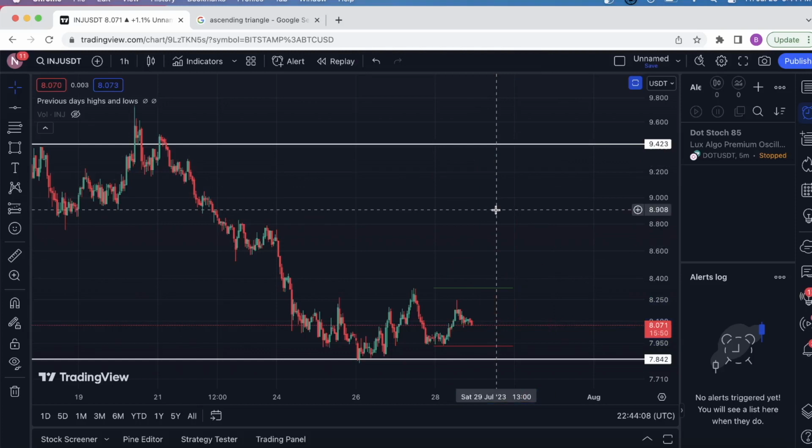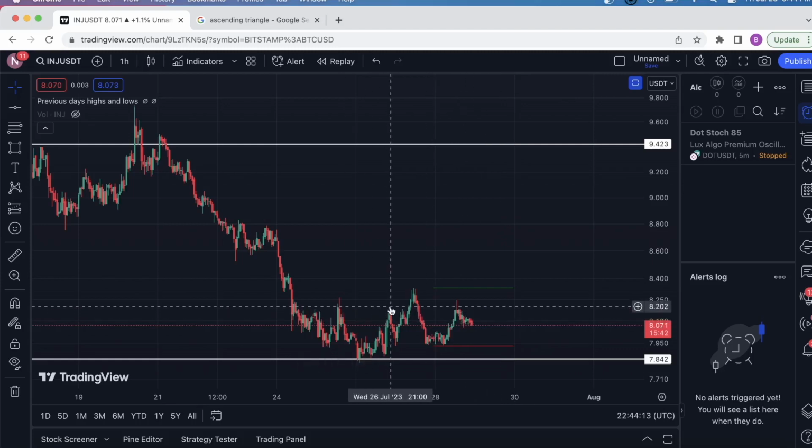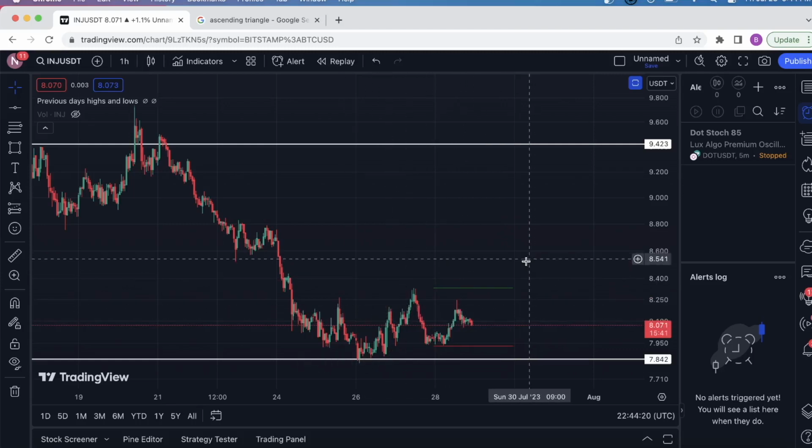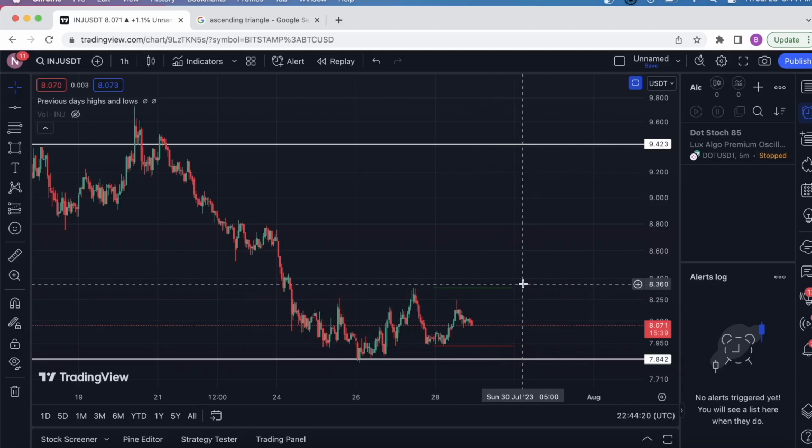Now, the exchange I use makes this really easy to do. I'll have my stop loss shown as a horizontal line, and I just click and drag it. As the price moves up, I just drag my stop loss higher.